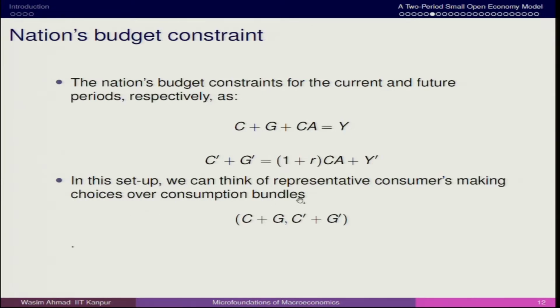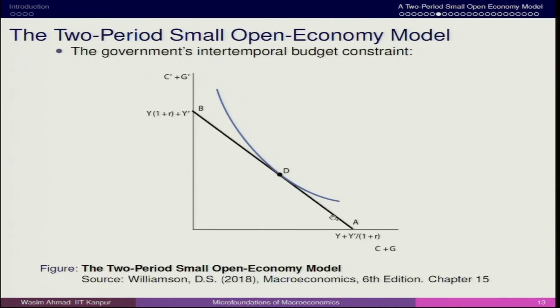In this setup, we can think of representative consumers making choices over a consumption bundle. So, here we have C plus G and C' plus G', which is the future consumption of the representative consumer and consumption of the government. Here C plus G implies the consumption of the representative consumers and the government expenditure. If you want, you can also substitute these two as private consumption and government consumption, since both involve some kind of expenditure. So, this is what we are trying to understand here.